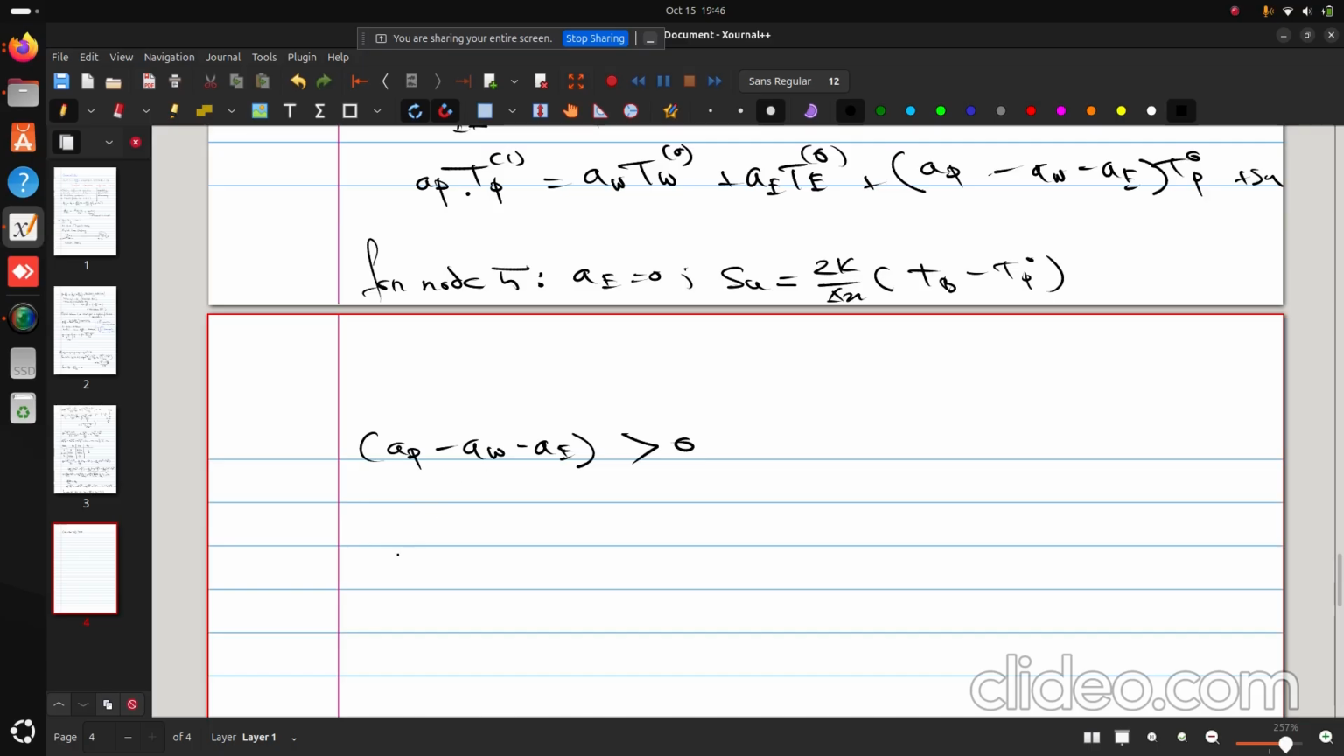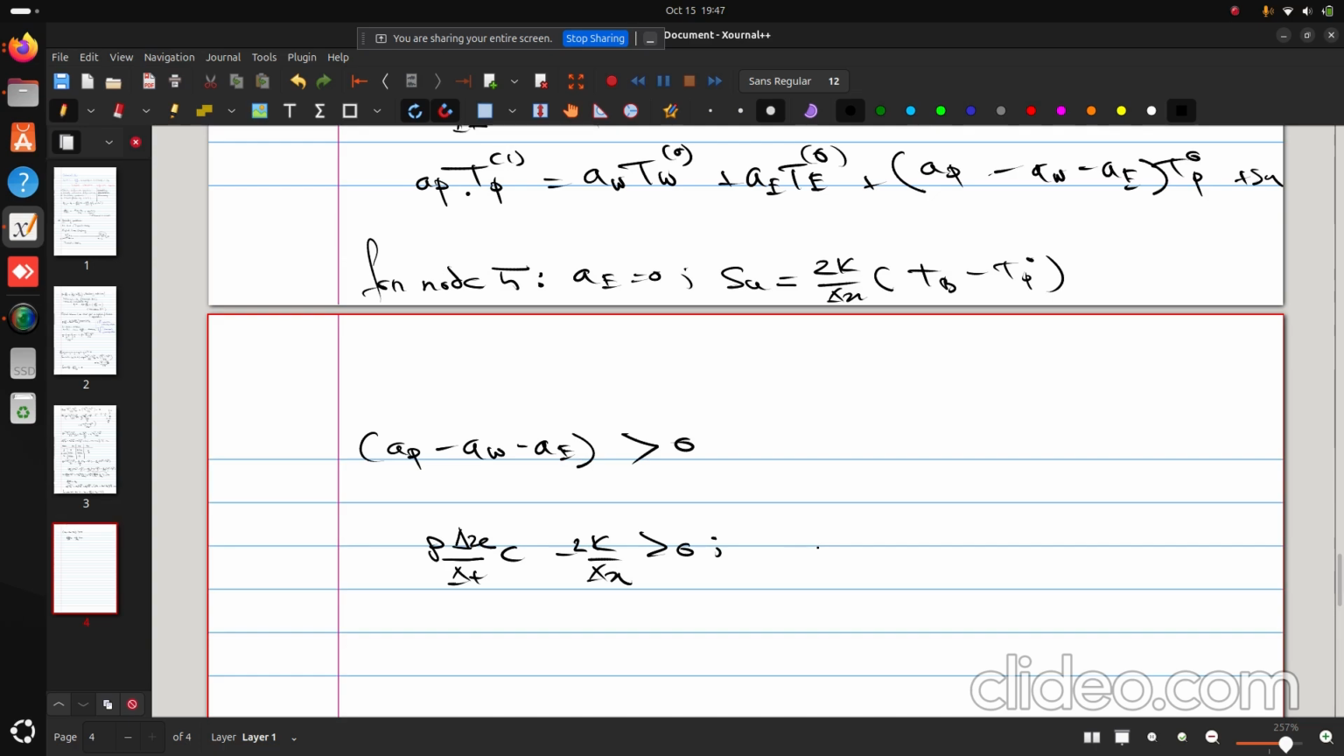Now if we do that, AP is nothing but rho delta x by delta t times c, and it is minus k by delta x. It will be 2 times of that. So it should be greater than 0.